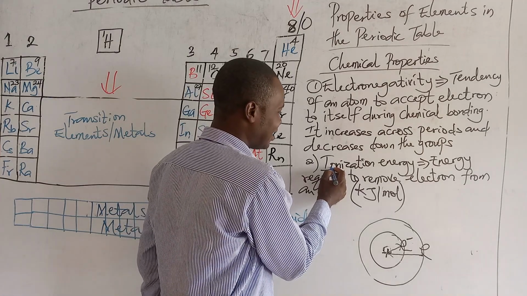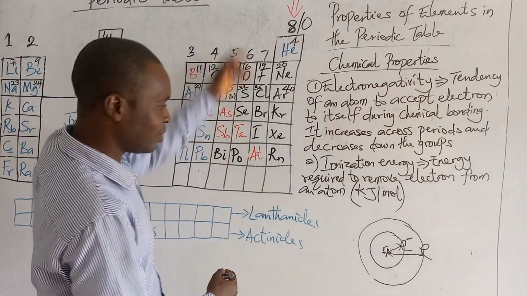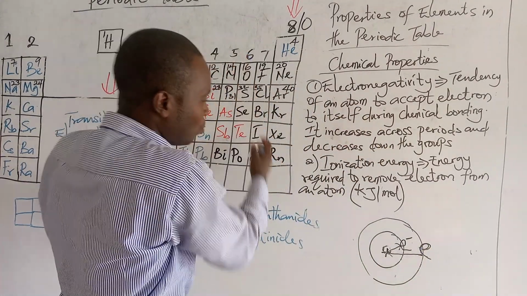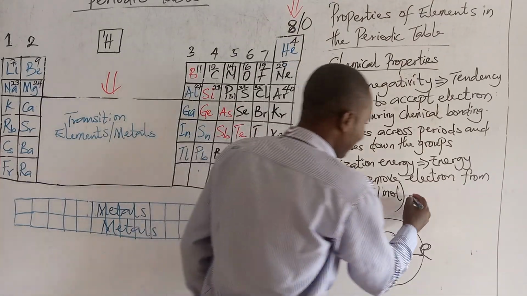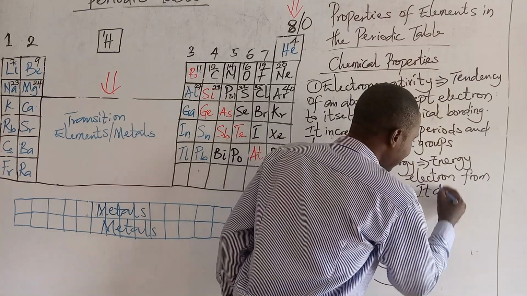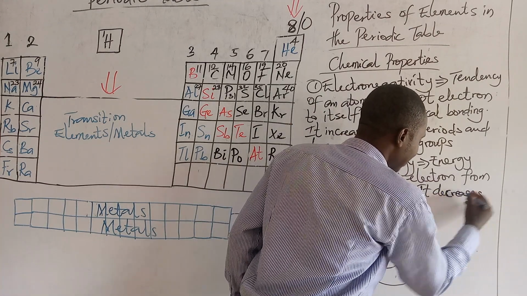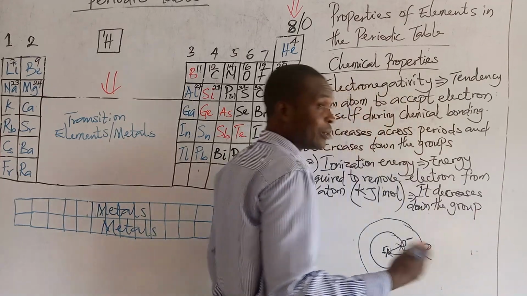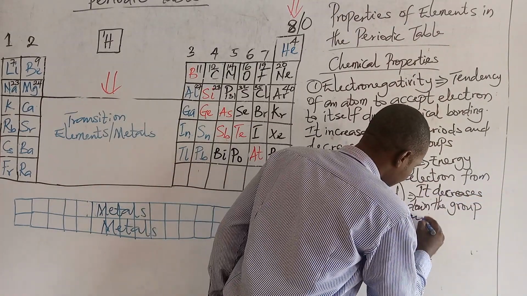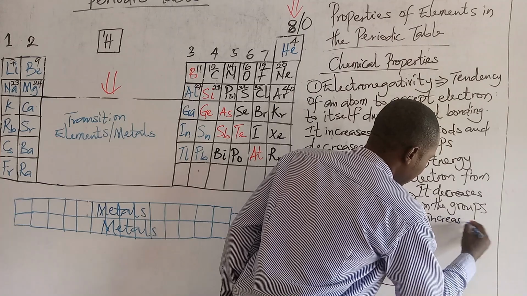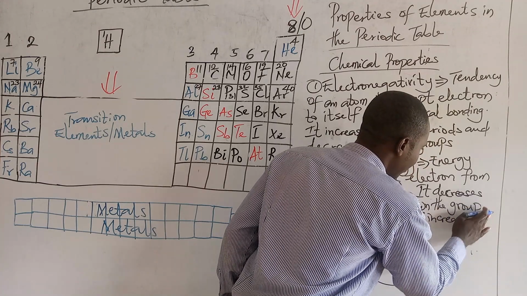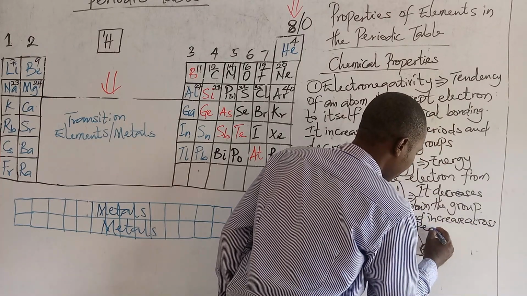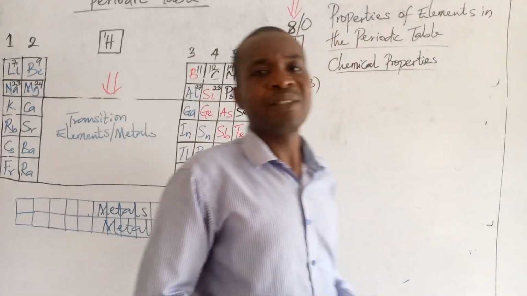So the ionization energy will decrease down the group. You see, this is another shell in this particular group. So as we go down the group, the ionization energy decreases. So it decreases down the group, and it increases across period.